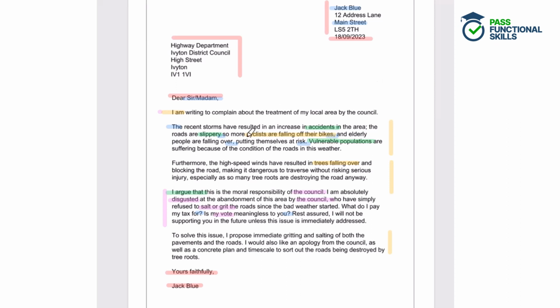So we've also included some persuasive techniques. So for example, in the first paragraph, we've got some emotive language here. We've explained that vulnerable populations are suffering. So that word suffering there evokes emotions within the reader. It convinces them that this is a really big problem and it's causing a lot of heartache for the local population.